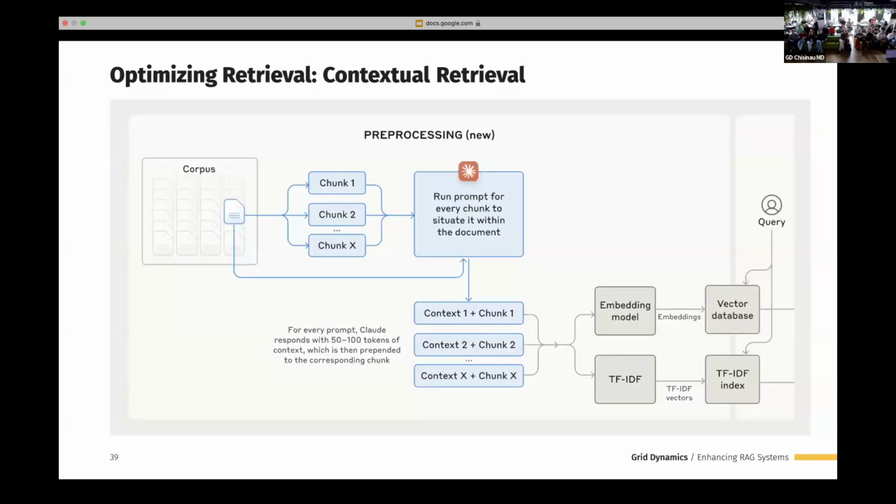Basically, we give our chunk to a model, in this case Anthropic Claude. And what we do is make a context for that chunk, describing where it is situated in the document. So basically, this is a description of 50 to 100 tokens that says what the document is and where the chunk is situated in that document. This increases the understanding of what that chunk is.